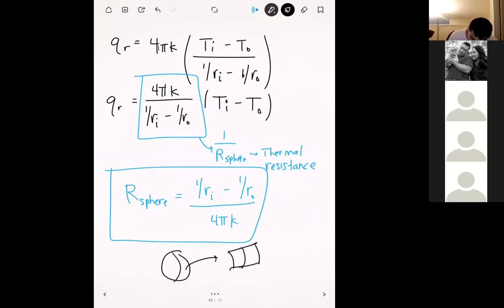And so let's say that, just like in Shrek, we have an onion with lots of different layers, right? You can use this idea of a thermal resistance for a sphere to find heat transfer in an onion if you really want to. Okay, any questions on this?